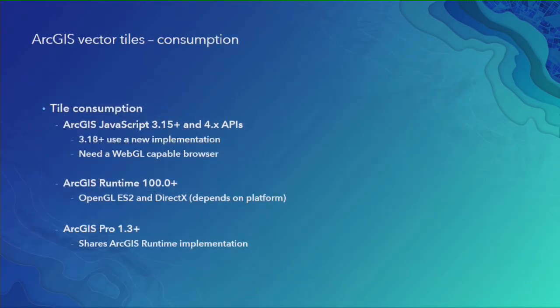Before we do that, though, I want to talk about consumption. We've been able to consume vector tiles since 3.15, and actually, was it 4.0? Yeah, 4.0 beta. So for quite a while, at the 3.18 implementation of the JavaScript API, we moved to a newer implementation built in-house at Esri, and that was to support things like vector tiles in any coordinate system.